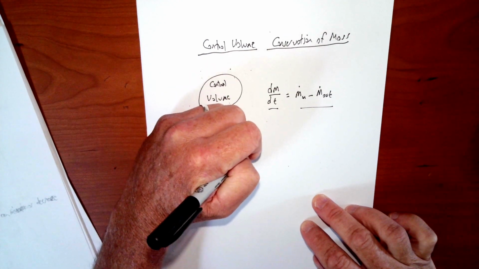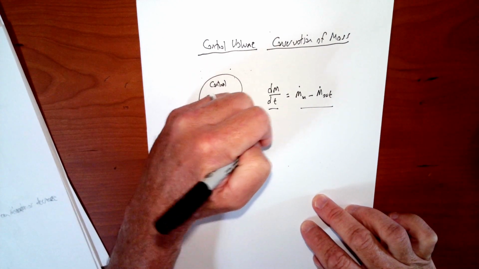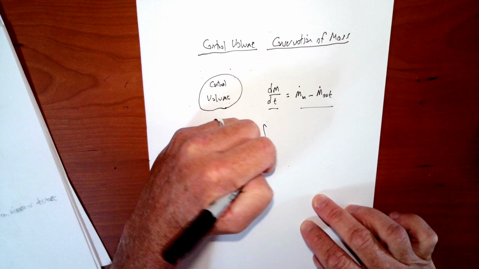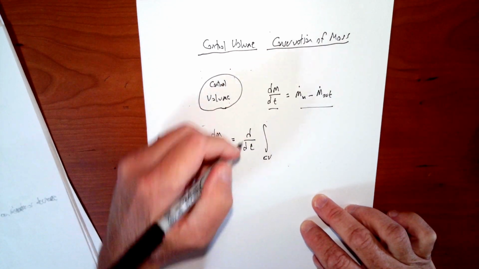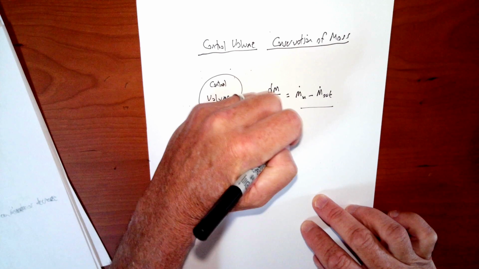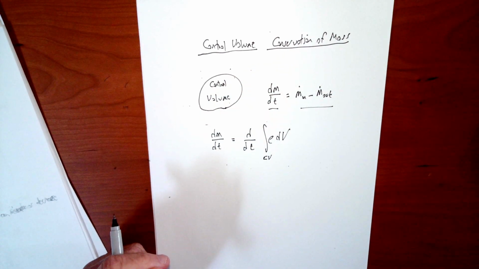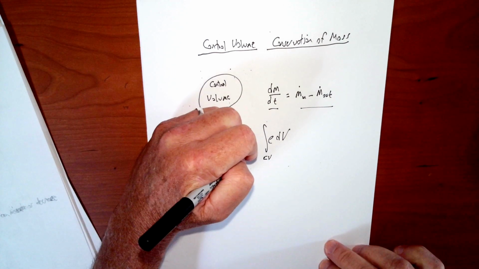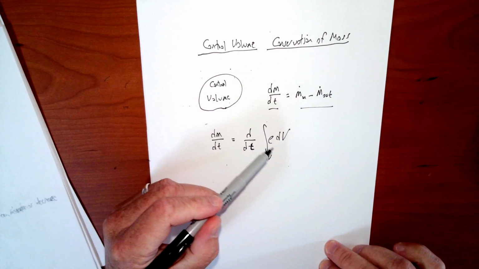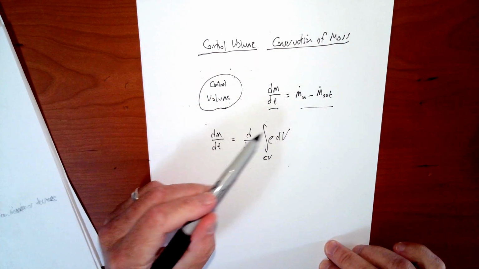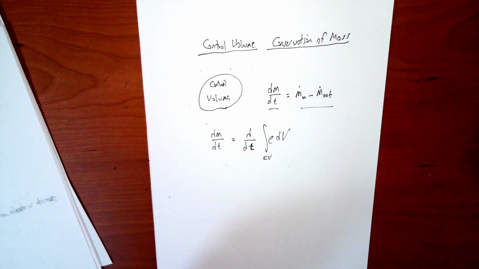So we're going to change dm/dt to be the more general term. I mean, it's exactly the same, but that applies to a volume. So that would be this. Now we're saying that dm/dt can be written as the change with respect to time of the density integrated throughout that volume. So that's going to be your mass term.